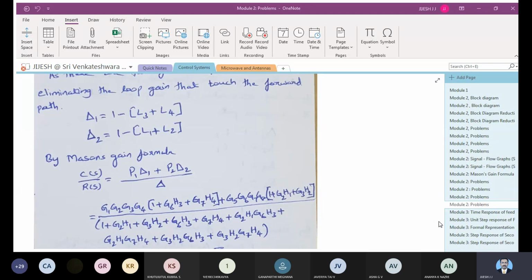Any doubts for you in module 1 and 2? It's clear?